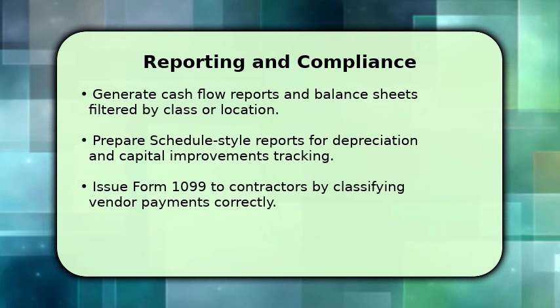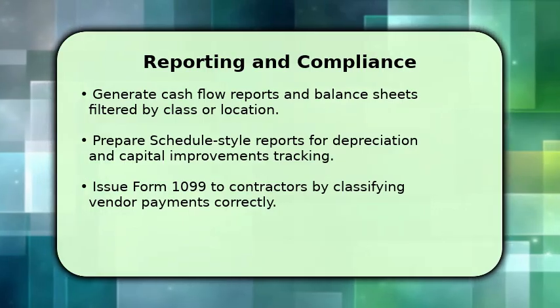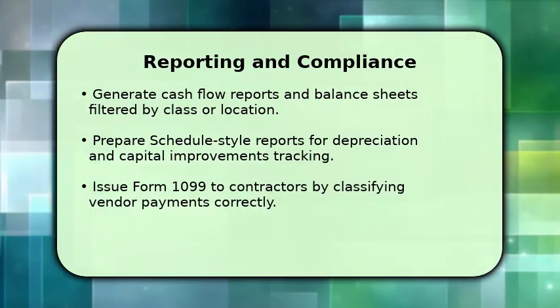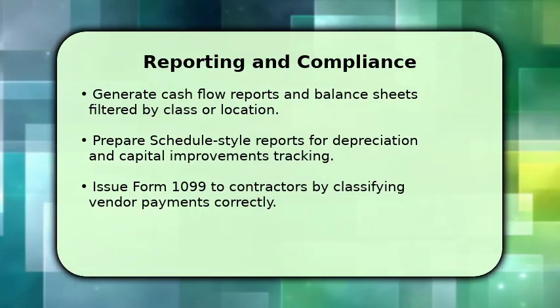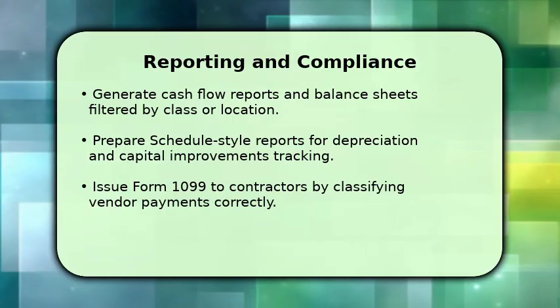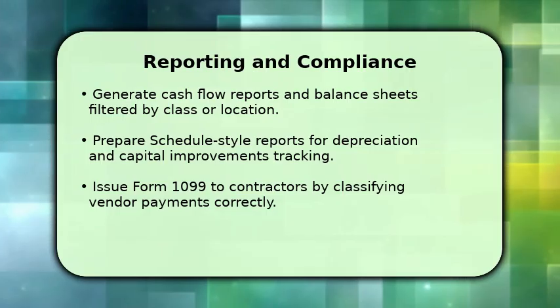Run profit by property, cash flow, and balance sheet reports filtered by class or location to compare returns. Track capital improvements separately from repairs to ensure correct depreciation. Reconcile accounts monthly and pull vendor payment summaries for Form 1099 processing at year-end.